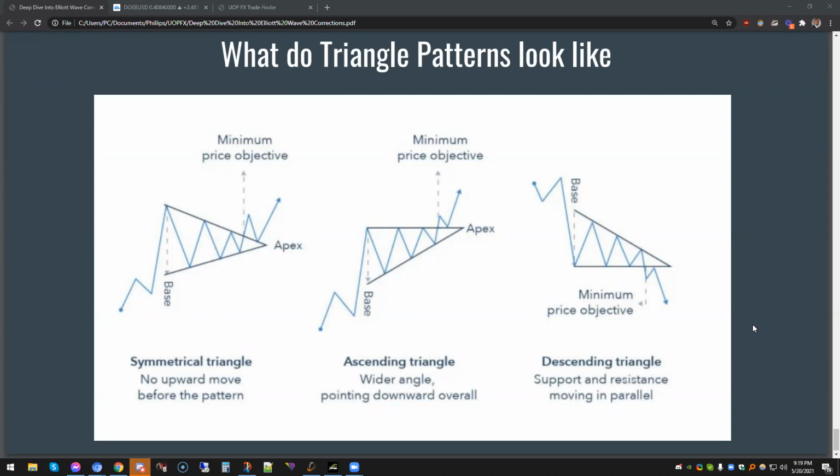All right. So, anyone else here is familiar with the symmetrical triangle? Kevin, how long have you been trading? How long have you been messing around with the markets? 1 year. Okay. It's a decent amount of time.